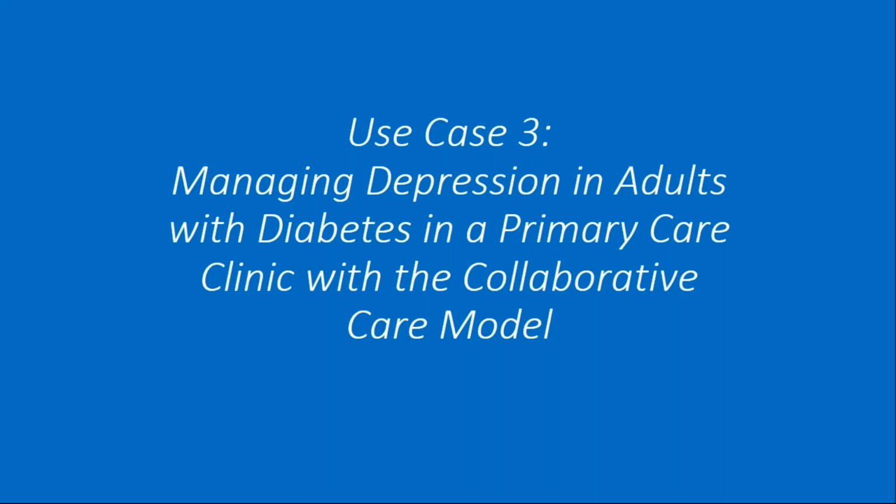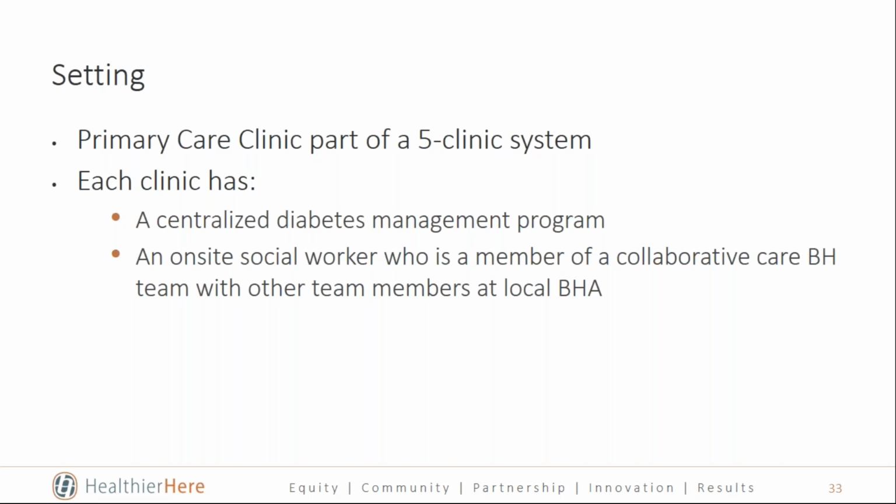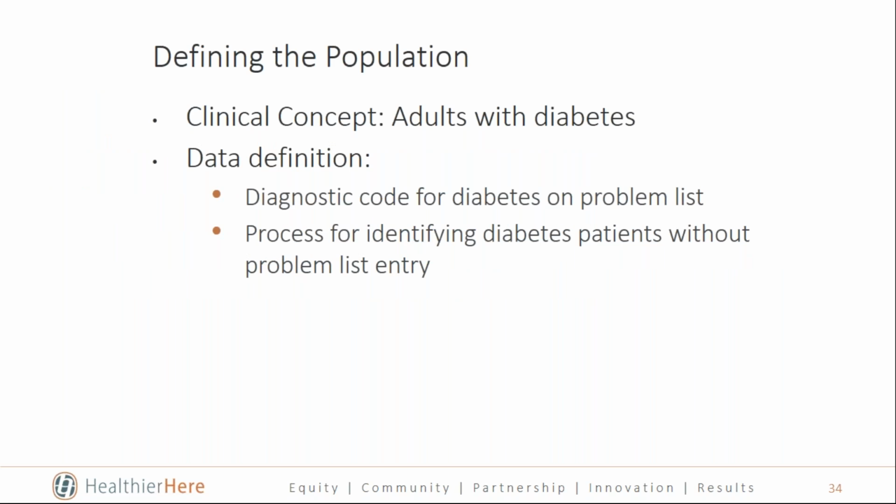The very last case, I think we'll go very quickly, but it again is related to how behavioral health and primary care interact with each other. And this is the managing of depression in adults with diabetes. This is the one we've actually done. Again, imagine we're in a primary care clinic that's part of a larger system, and it's already got a diabetes management program. And you've also got the collaborative care model behavioral health integration, as far as having a social worker in that clinic who's part of a behavioral health team that operates out of an affiliated behavioral health group.